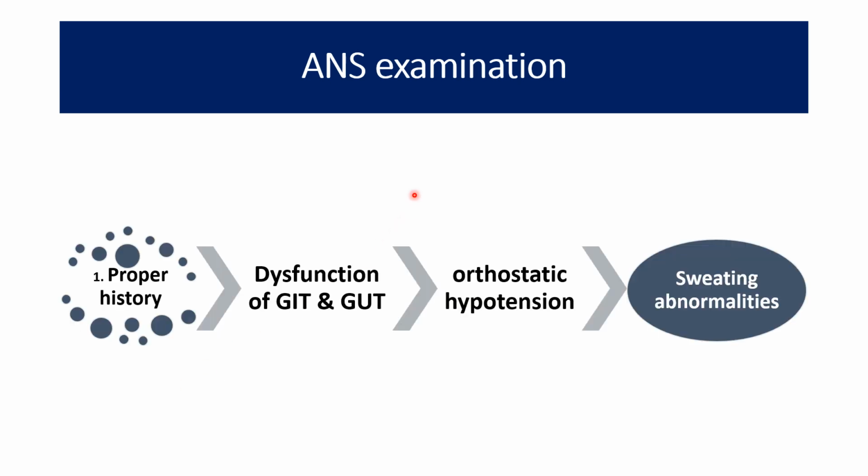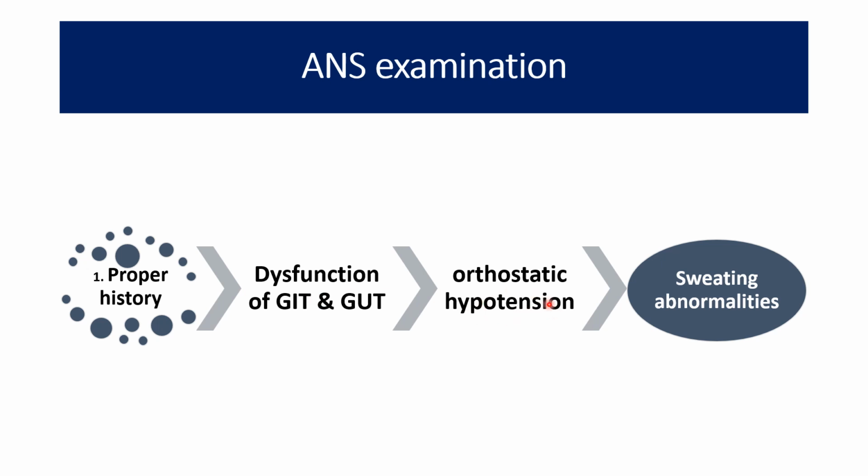For a detailed history to rule out autonomic nervous system dysregulation, first we have to ask the signs and symptoms due to the dysfunction of the GIT and GUT. For example, the child may be having constipation, dysphagia, night diarrhea, weight loss, or sometimes urinary retention, urgency, recurrent UTI, and fecal or urinary incontinence because of the GUT dysfunction.